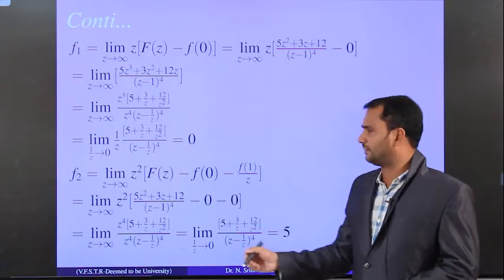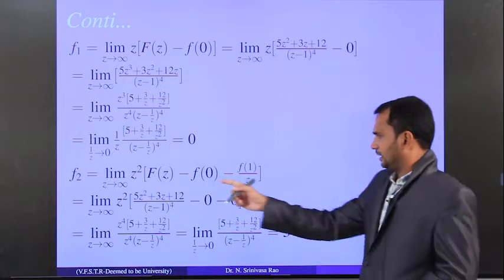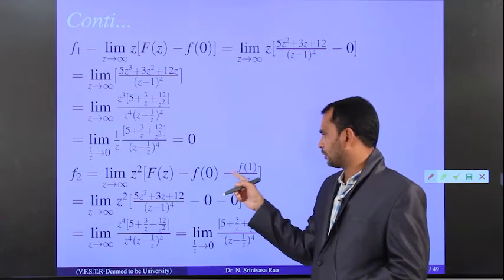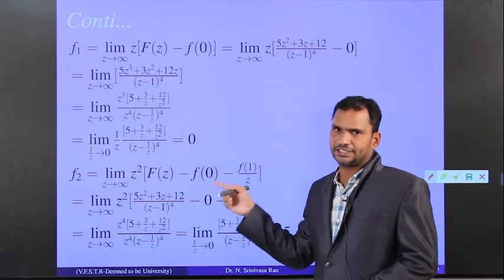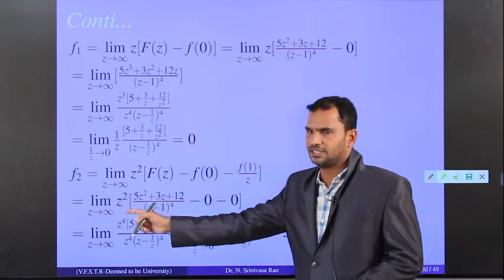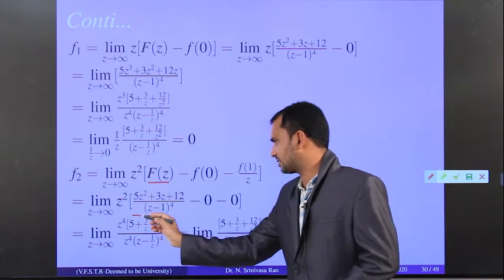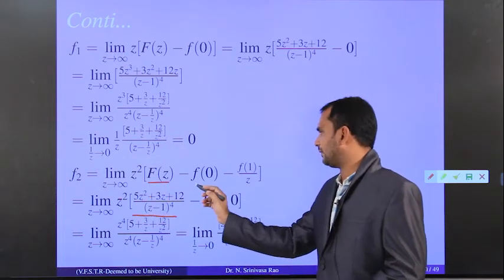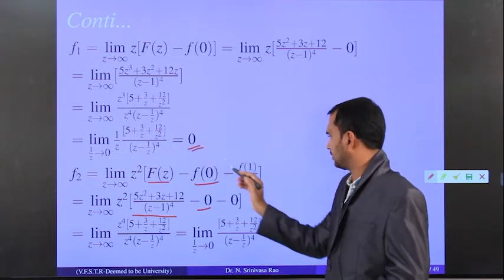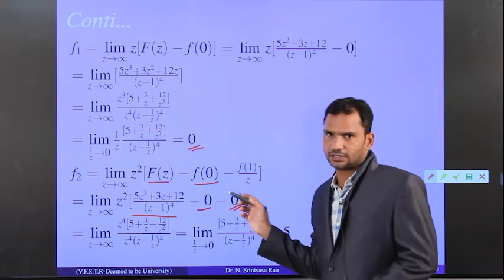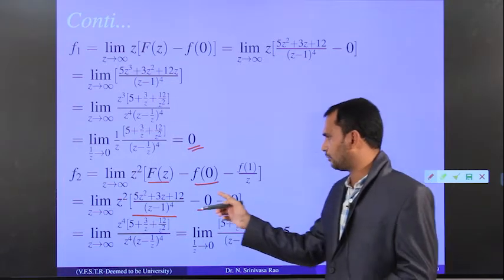According to the initial value theorem, the f2 formula is the limit as z tends to infinity of z square into f of z minus f0 minus f1 by z. So this is the formula for f2. Therefore, limit z tends to infinity of z square into, substituting the f of z value. In the previous slide we already found the f0 value is 0 and the f1 value is also 0. So 0 by z is also 0, f0 is 0, f1 by z is also 0, and therefore we have only this term.